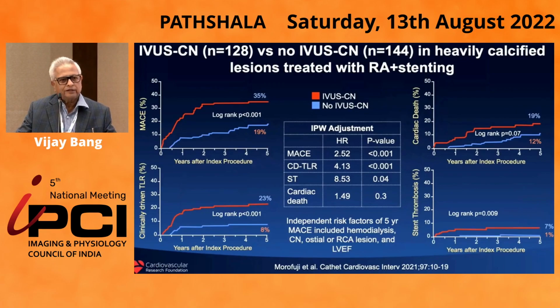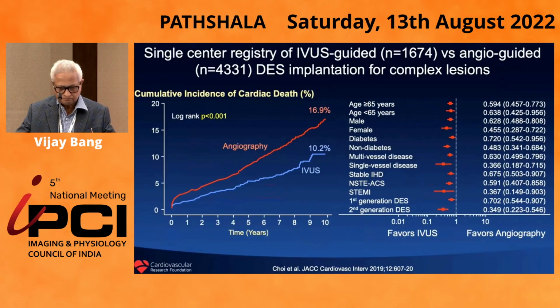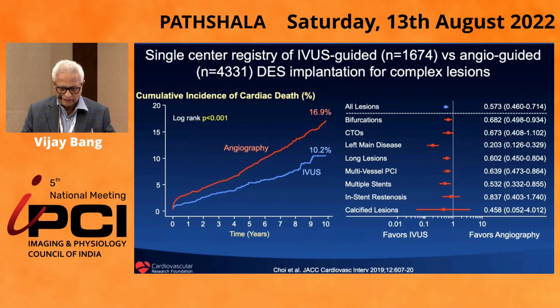Then coming to the calcific nodule, which is supposed to be the third most common cause of ACS, there also we can see a clear-cut benefit. And for any calcium, we have an algorithm to decide what tool to use for modification, and we follow that. If you do IVUS-guided PCI in calcific lesions, it's definitely superior to angio-guided PCI, and the difference is statistically significant in terms of mortality.